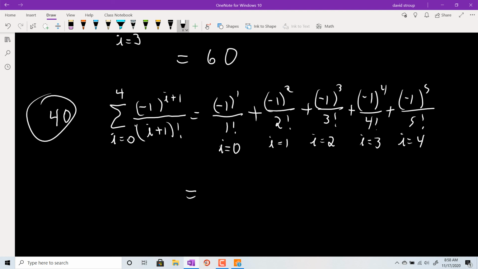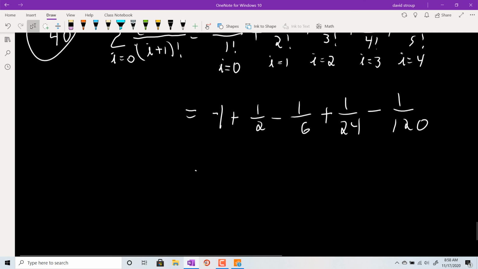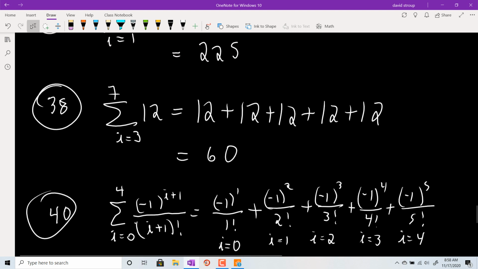Okay, let's simplify. So I got negative 1 plus 1/2 minus 1 all over 3 times 2 times 1, which is 6, plus 1 all over 24 minus 1 all over 120. Okay. If you put those in your calculator, or if you're ambitious enough to do it by hand, you'll get negative 19 over 30. Okay, so that's expanding sums.